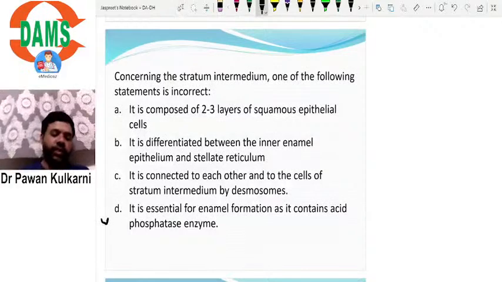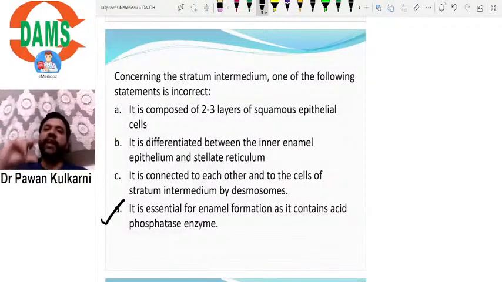It is essential for enamel formation as it contains acid phosphatase. This is the one which is wrong. Why is it wrong? Yes, definitely it is essential for enamel formation. Stratum intermedium function is enamel formation, not because it contains acid phosphatase, rather it contains alkaline phosphatase. So stratum intermedium contains alkaline phosphatase enzyme, and we know that alkaline phosphatase is essential for mineralization, enamel formation.